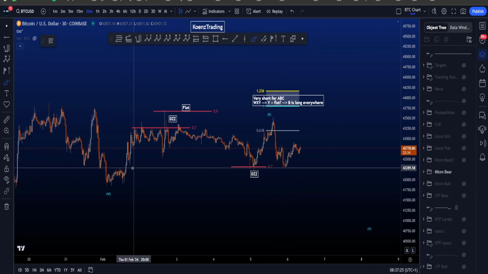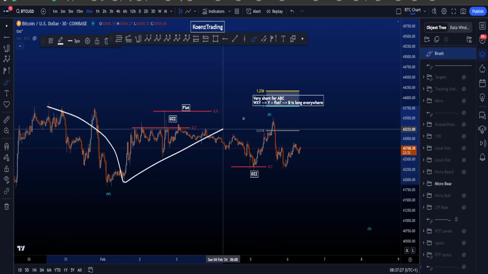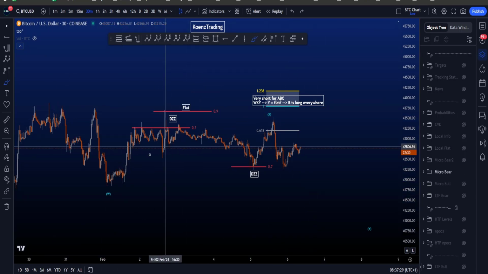A second structure that we could be looking for, and then a WX and a wave Y, is potentially a double zigzag.